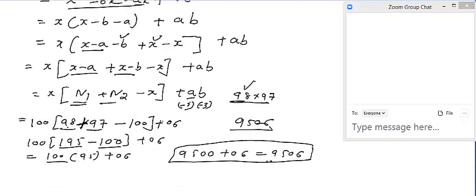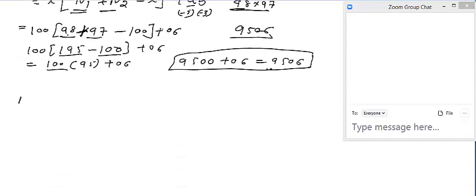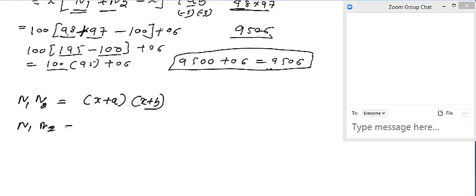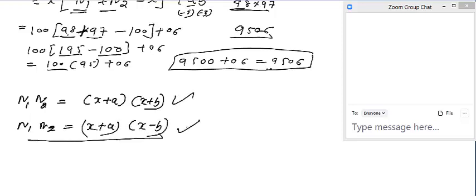If both numbers, n1 and n2, are more than the base, then I will write x plus a and x plus b. If one number is more than the base and one number is less than the base, then you will use this concept. By using all these concepts, you can see the proof also. So I hope you have enjoyed it.